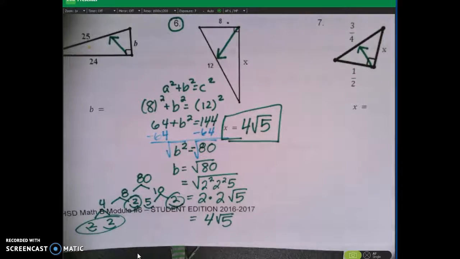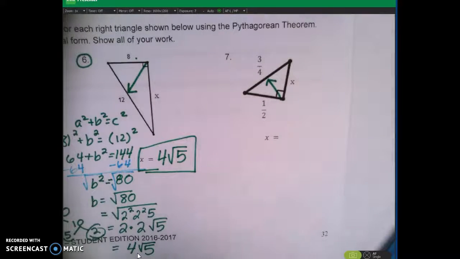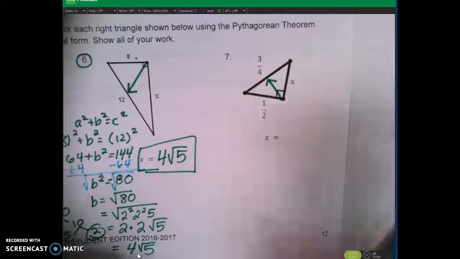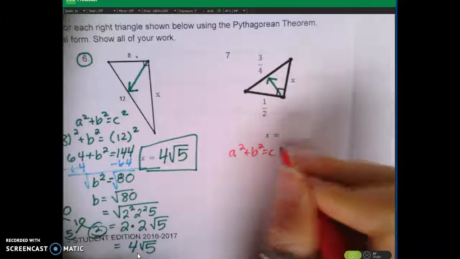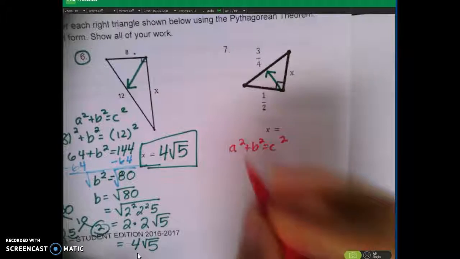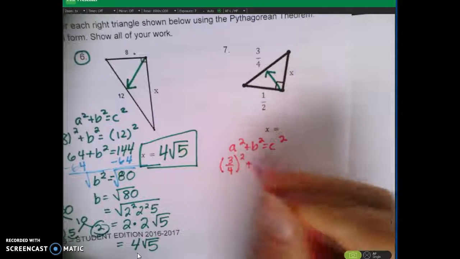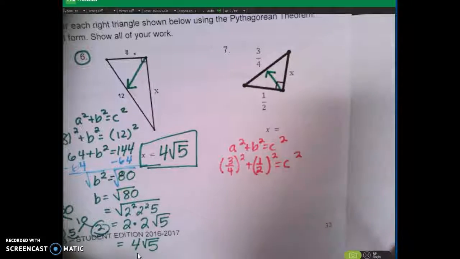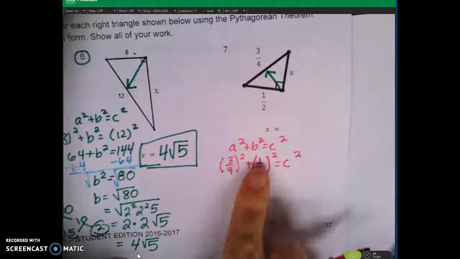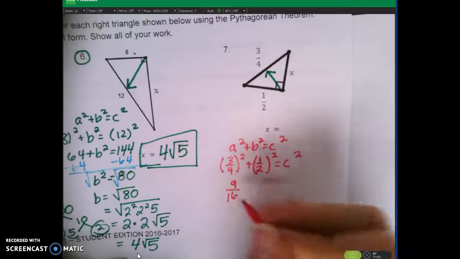Let's do number 7 together. Looking at number 7, I have some fractions here. So when I'm looking at number 7, I drew my arrow and I know my c value. So let's write my Pythagorean theorem, a squared plus b squared equals c squared. My a value is, let's make it 3/4. If you made it 1/2, that's fine. My b value then is 1/2 being squared equals c squared. 3/4 squared is 3/4 times 3/4. 3 times 3 is 9. 4 times 4 is 16.